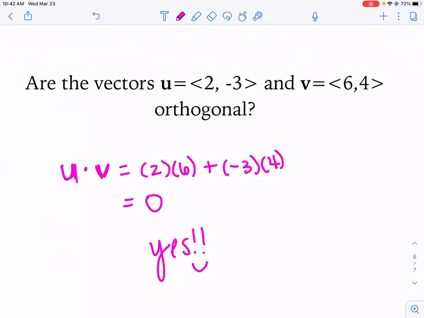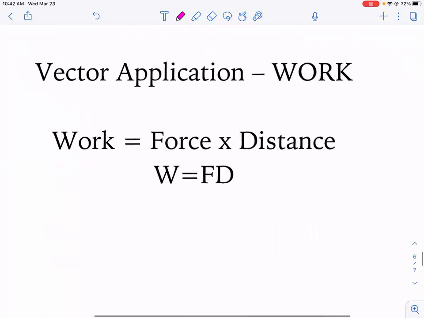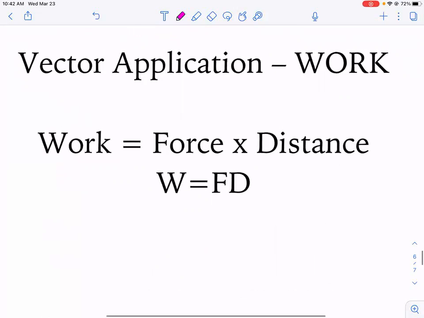All right, work. Those of you in physics. Work equals force times distance. In our book, it's distance. Work equals force times displacement. We're gonna find work today.